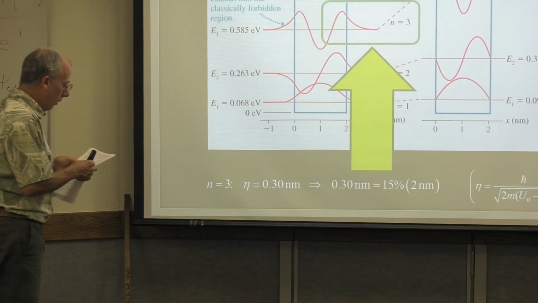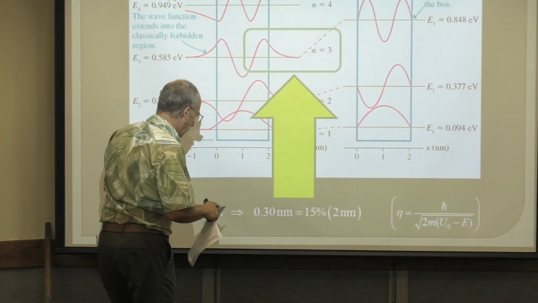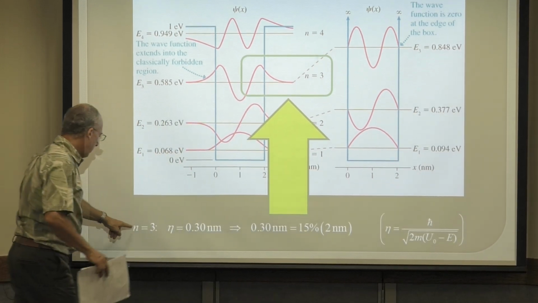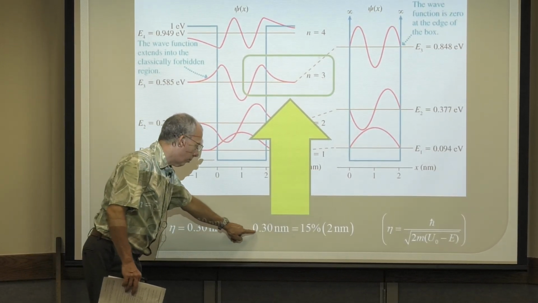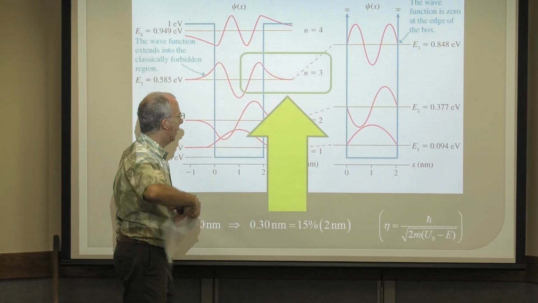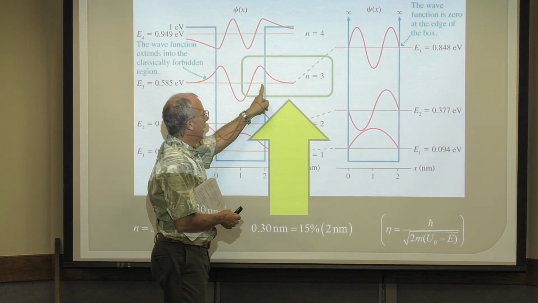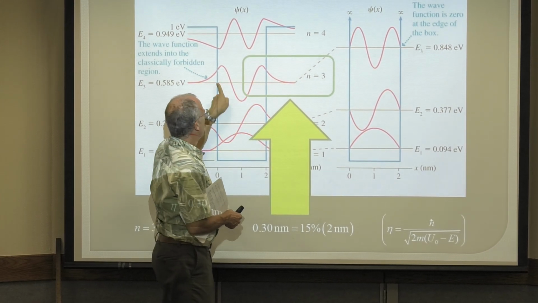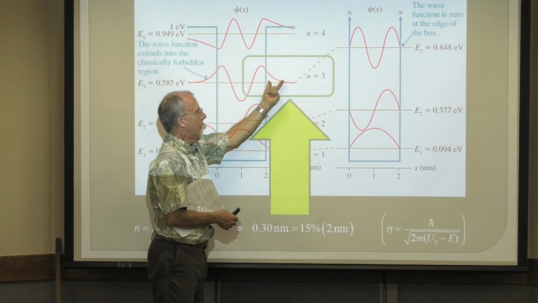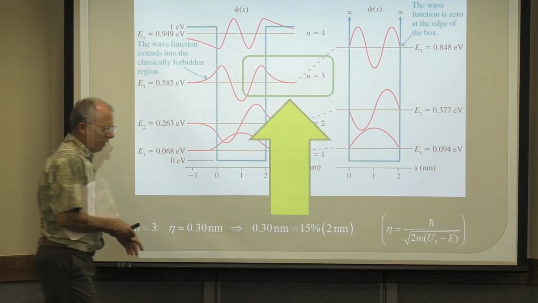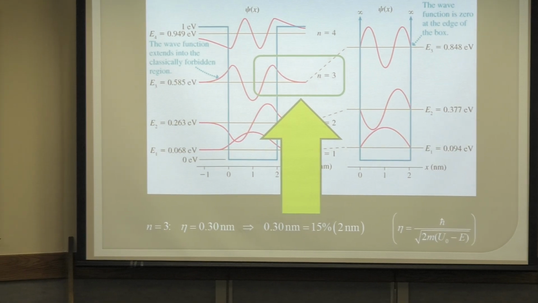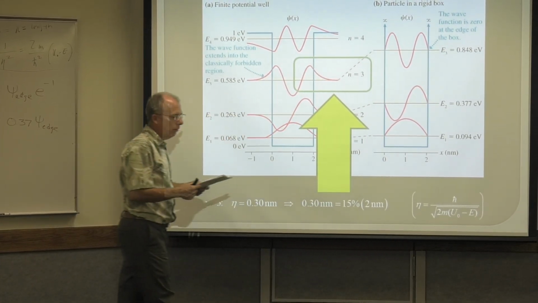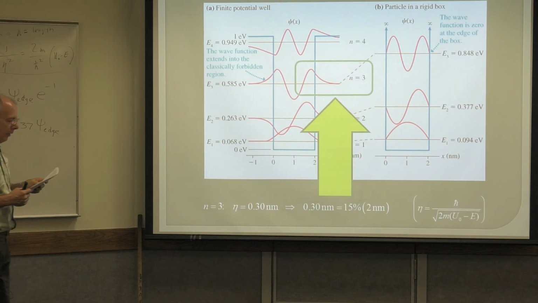Now, look at the width. This width is 2 nanometers. So for n equals 3, this eta, 0.3 nanometers, is 15%. Whatever eta is, it's 15% of that. And that's easily measurable. And so the electron really does go past this classically forbidden region, okay?